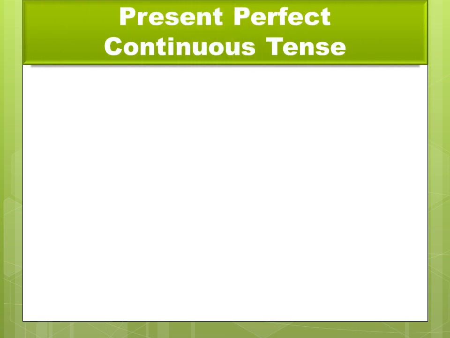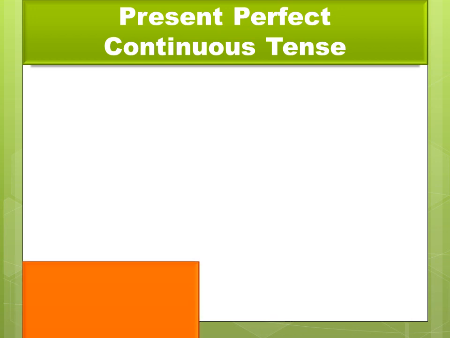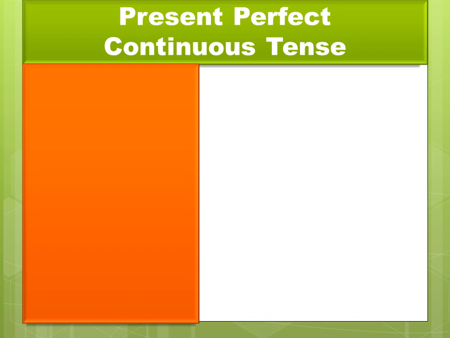Now let's look into the present perfect continuous tense. The present perfect continuous is also called present perfect progressive, and this is a verb tense which is used to show that an action started in the past and has continued up to the present moment. Now let's see the structure. The structure is has or have plus been plus present participle. V1 plus ing is the present participle.